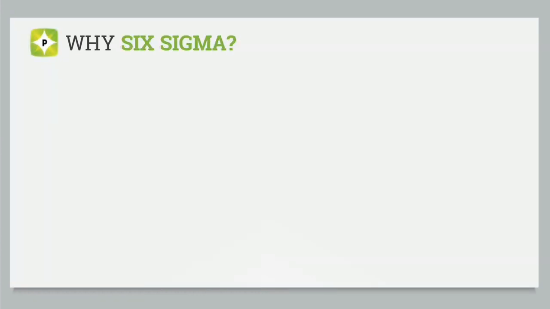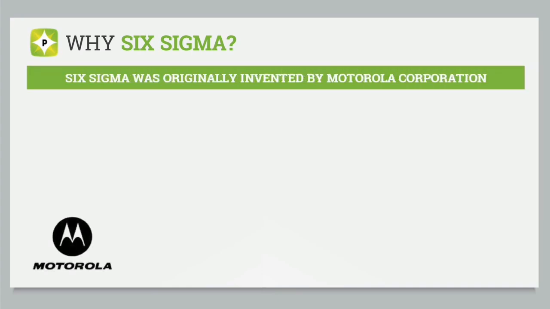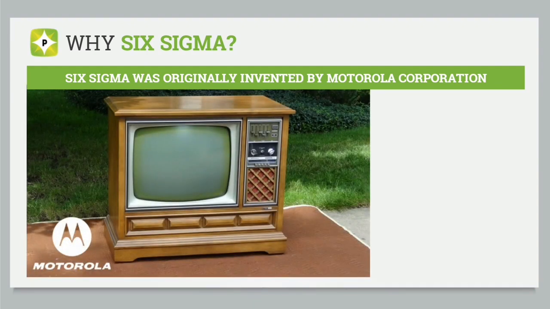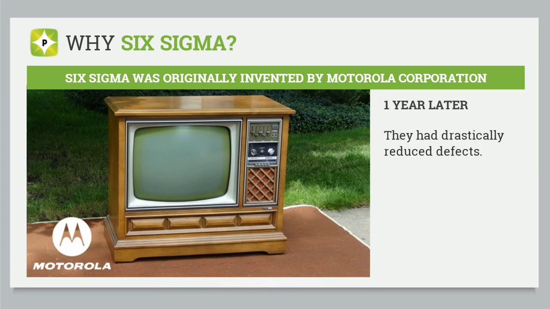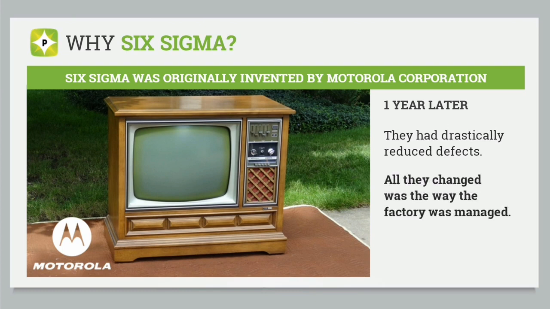Six Sigma was originally invented by Motorola Corporation to address its quality problems. When a Japanese firm took over ownership of Motorola's Quasar factory in Chicago, they found the quality levels to be abysmal. A year later, they had drastically reduced defects. They did this without changing employees, equipment, suppliers, or designs. All they changed was the way the factory was managed.